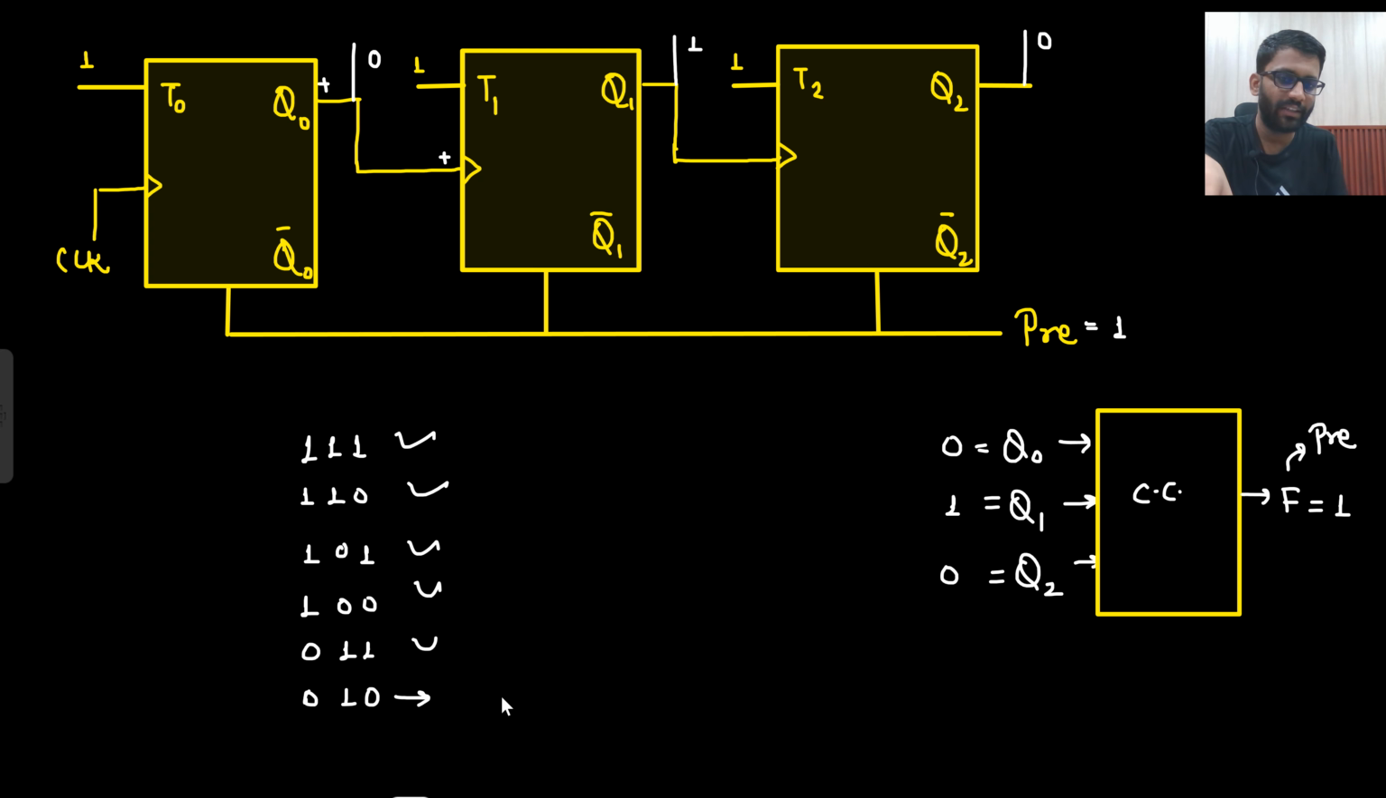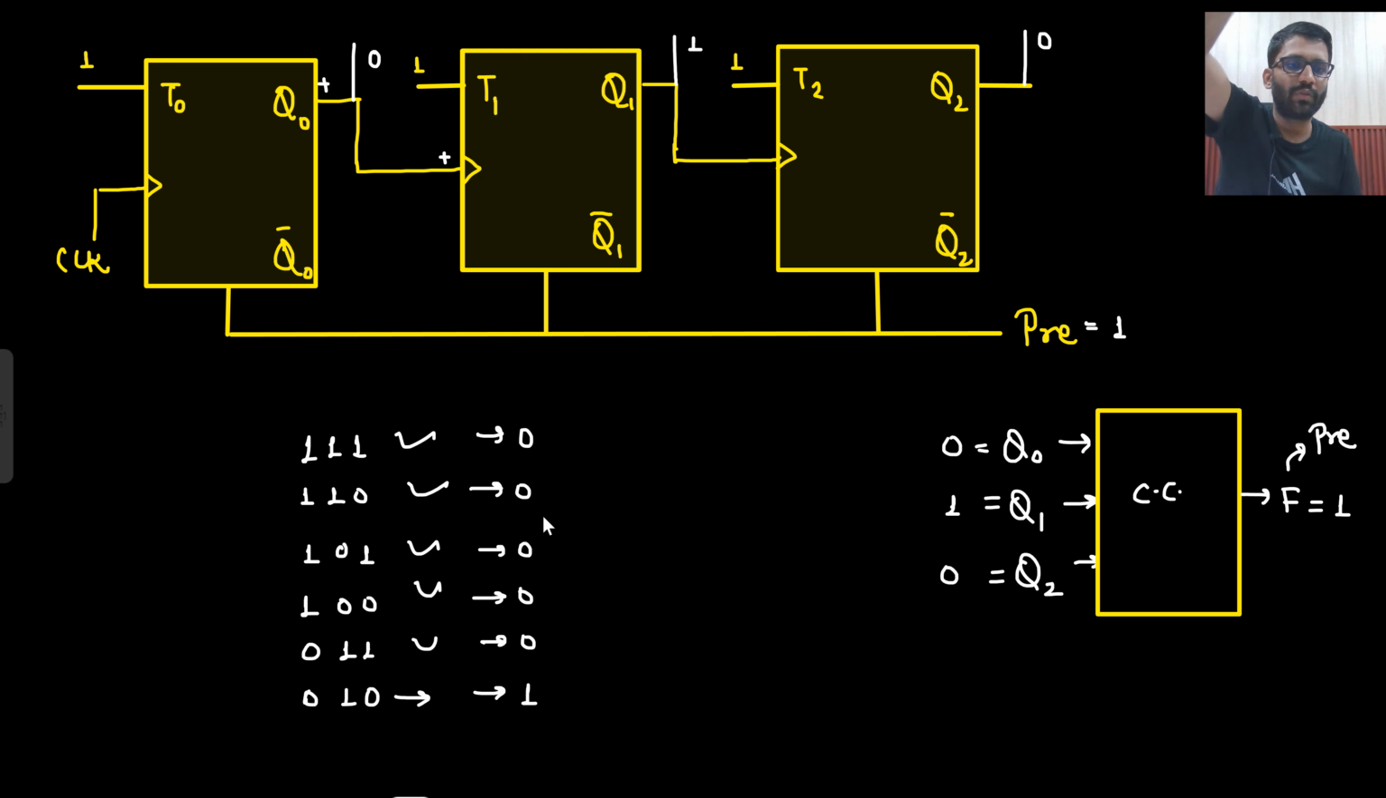0 1 0, I wanted 0 1 0. So I will design my combinational circuit such that for every other state it will give me 0. Preset is 0, so nothing is changing. Just as I get 0 1 0, at that very time it will become 1. Just as it becomes 1, all the outputs will be set.